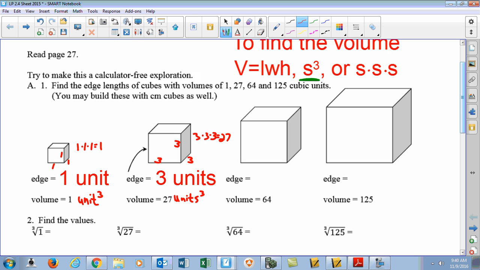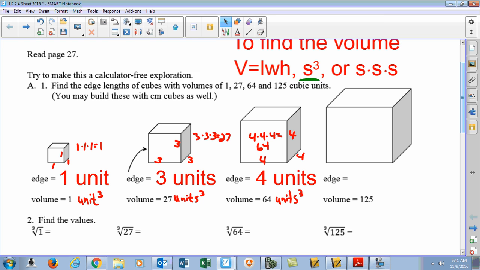All right, let's jump to the next one. If it has a volume of 64 cubic units, what are we dealing with here? What number times itself 3 times gives you 64? Right, 4, because 4 times 4 times 4 gives you 64. So that means length times width times height is all 4. So again, these cubes are getting slightly bigger.